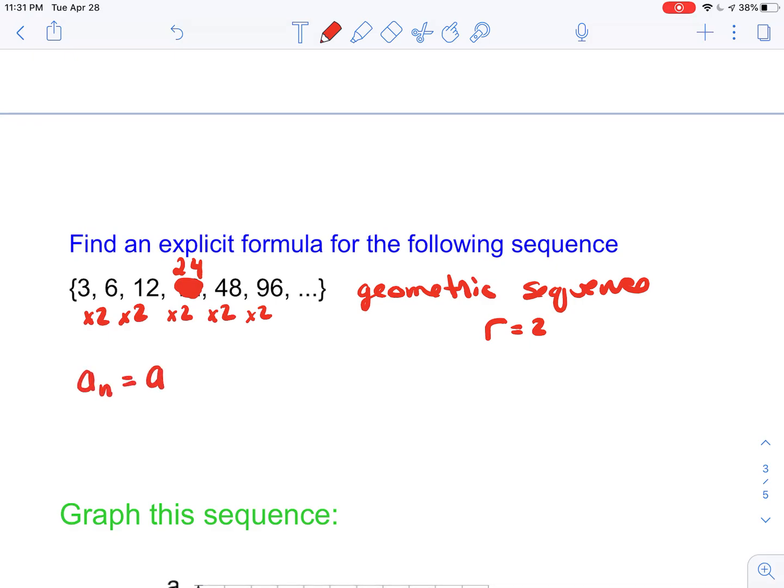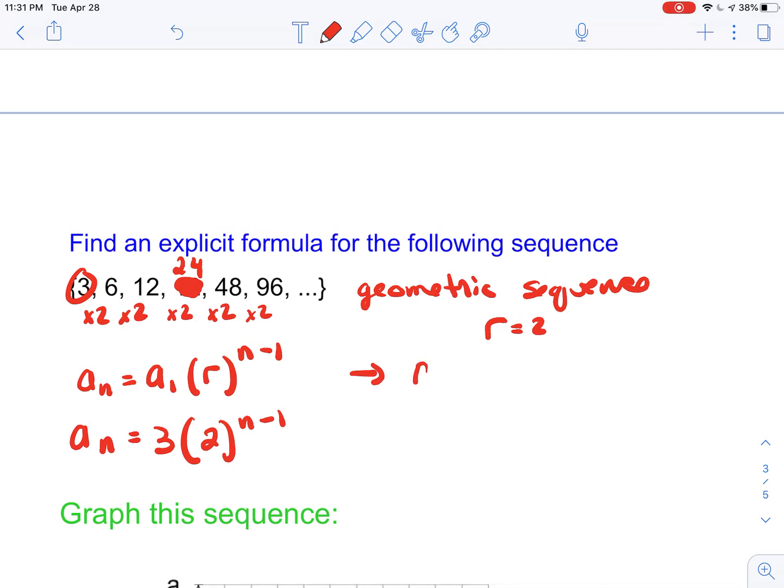Okay, so now in subscript notation, typically we would write a sub n is equal to a1 times r to the n minus 1. So that's a sub n is equal to, what is my first term here? 3 times my common ratio of 2 to the n minus 1. Can we write this in function notation? The answer is yes, right? Remember, we're just replacing any a sub n's with function notation. So if I wanted to rewrite that formula, right?